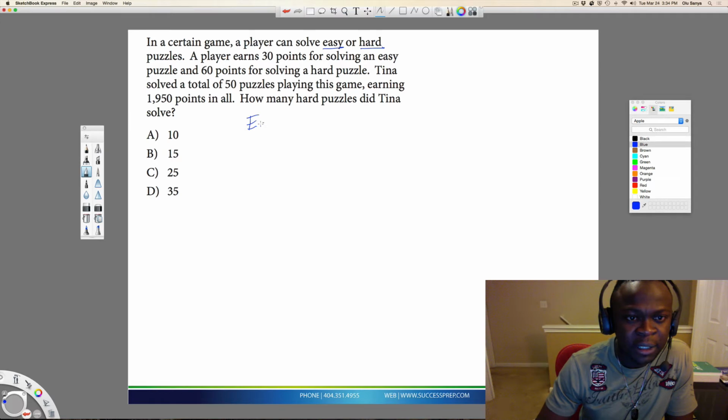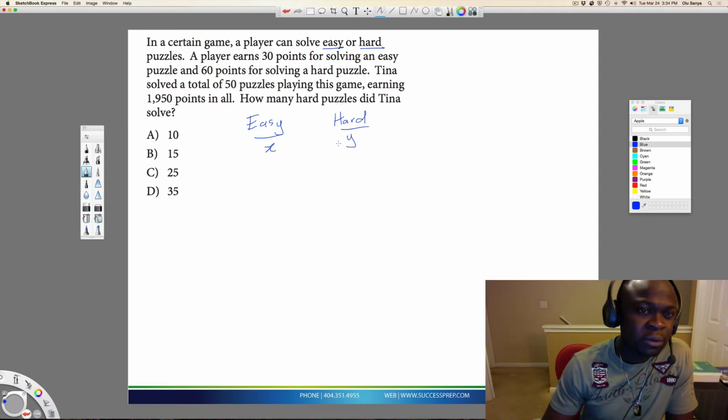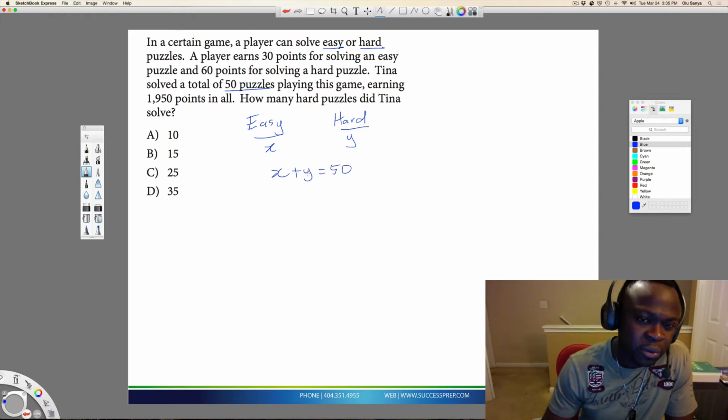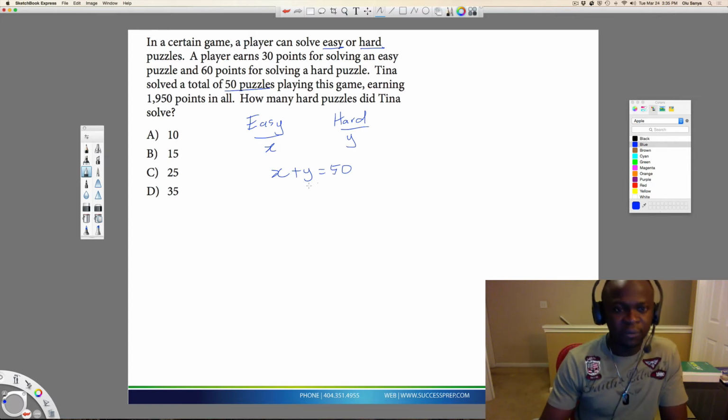I'm going to think about the easy ones and the hard ones. We're just going to call the easy questions X and the hard questions Y. The X and Y represent how many you're doing, so how many easy questions and how many hard questions. The question says there were a total of 50 puzzle questions, so we can write our very first equation as X plus Y equal to 50, because the easy questions and the hard questions add up to give you the 50.